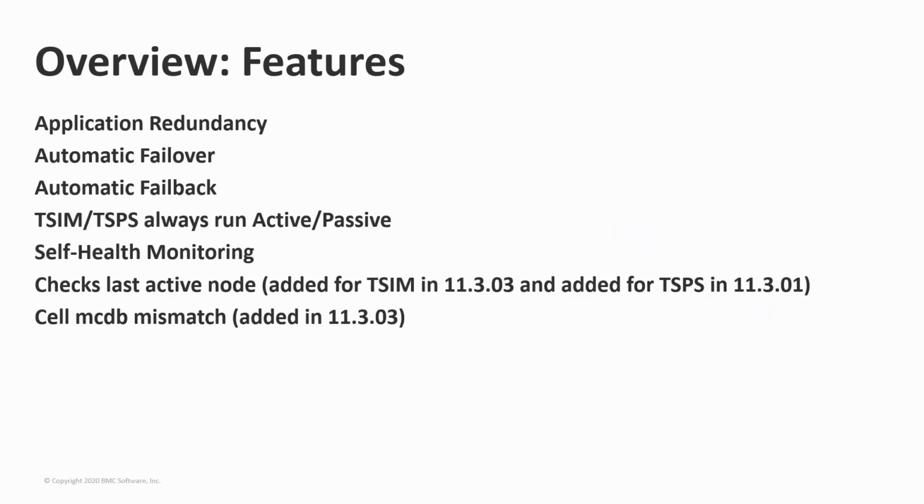With application redundancy, there is an automatic failover to the standby server if the primary has failed for whatever reason or has been stopped, such as for server maintenance. The difference between TSIM and TSPS is that for TSIM, there is automatic failback to primary server if the secondary server is active and then the primary server is started. For TSPS, there is no failback to primary server if the secondary server is active and the primary server is then started.